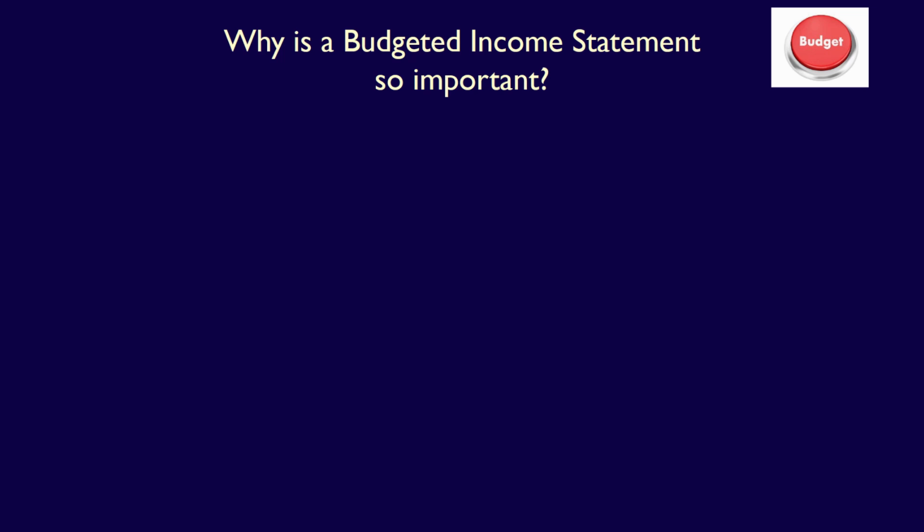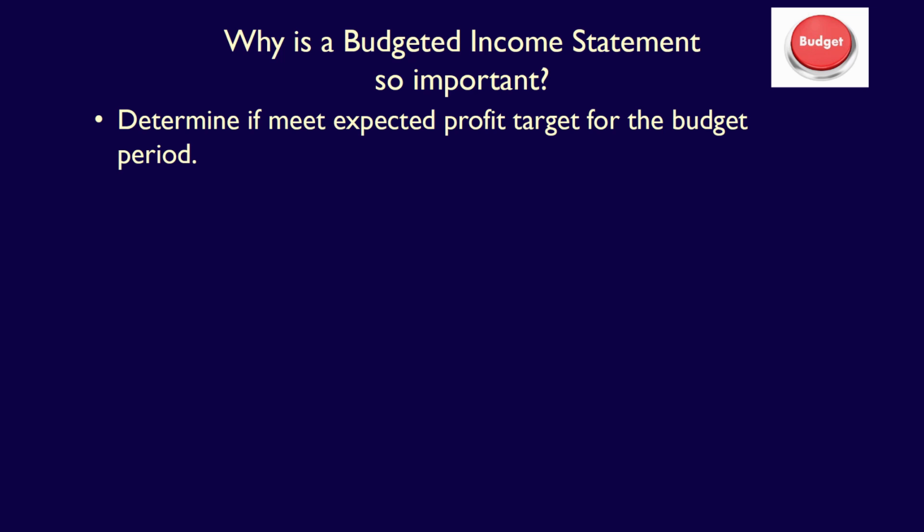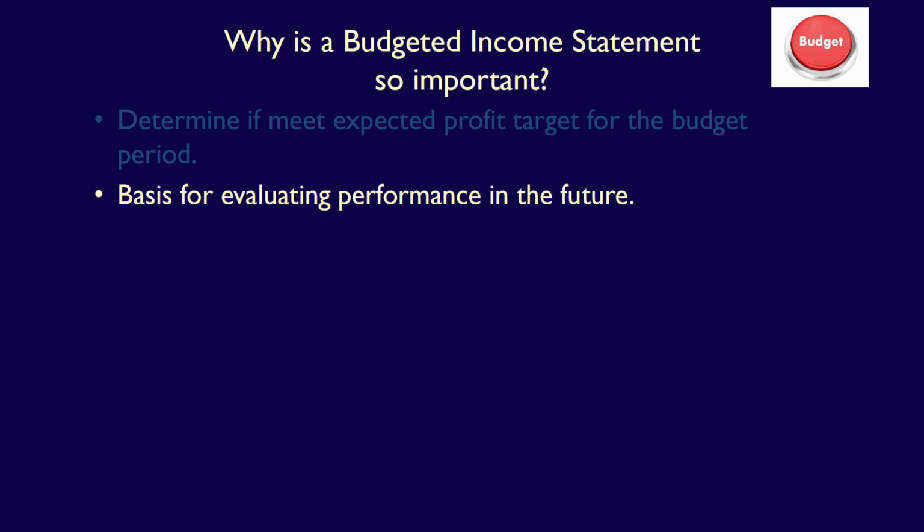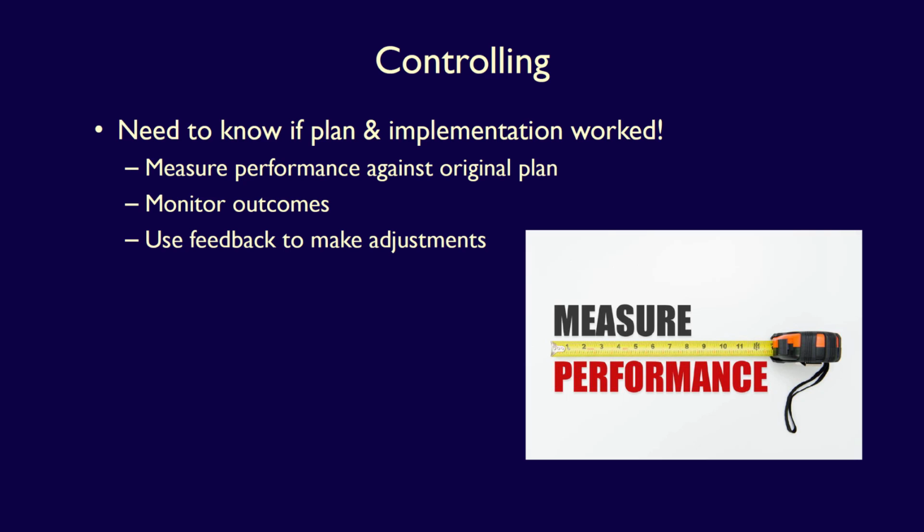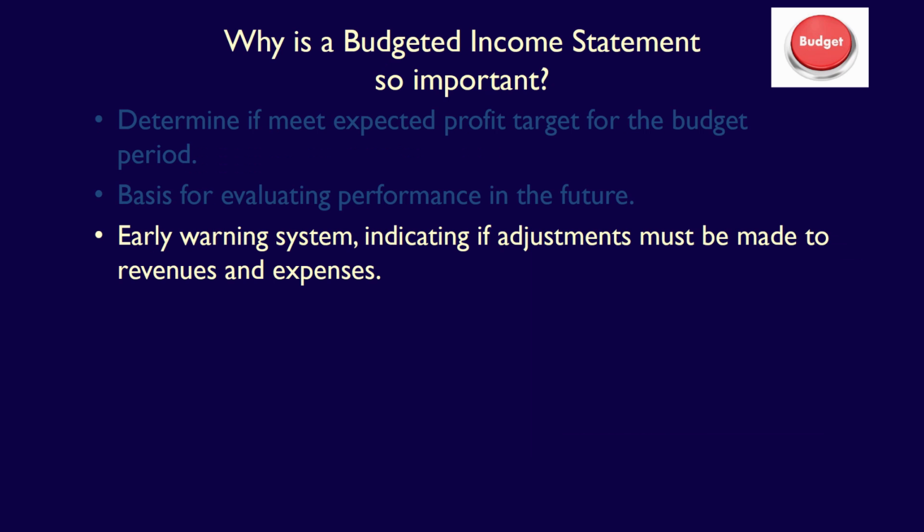Why is the budgeted income statement so important? It helps management determine in advance if their plans will result in an acceptable level of income because it shows the expected profitability of the company's operations for the budgeted period. It also provides the basis for evaluating the company's performance moving forward, which is connected to the controlling function of management because it allows the company to measure performance against their original plan. And it works as an early warning system in that if profitability is not acceptable, management will need to consider how to reduce expenses or increase revenues.